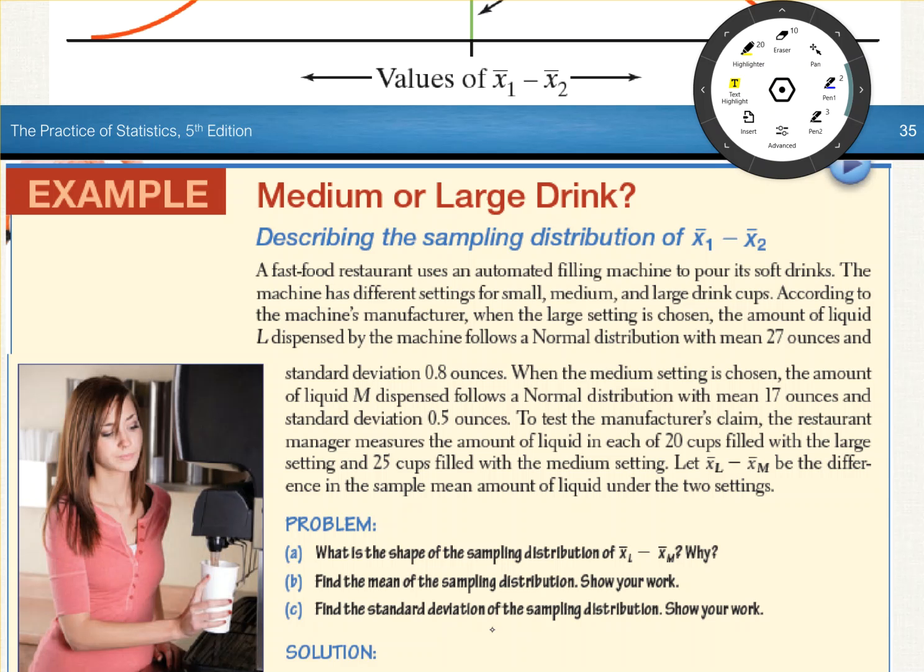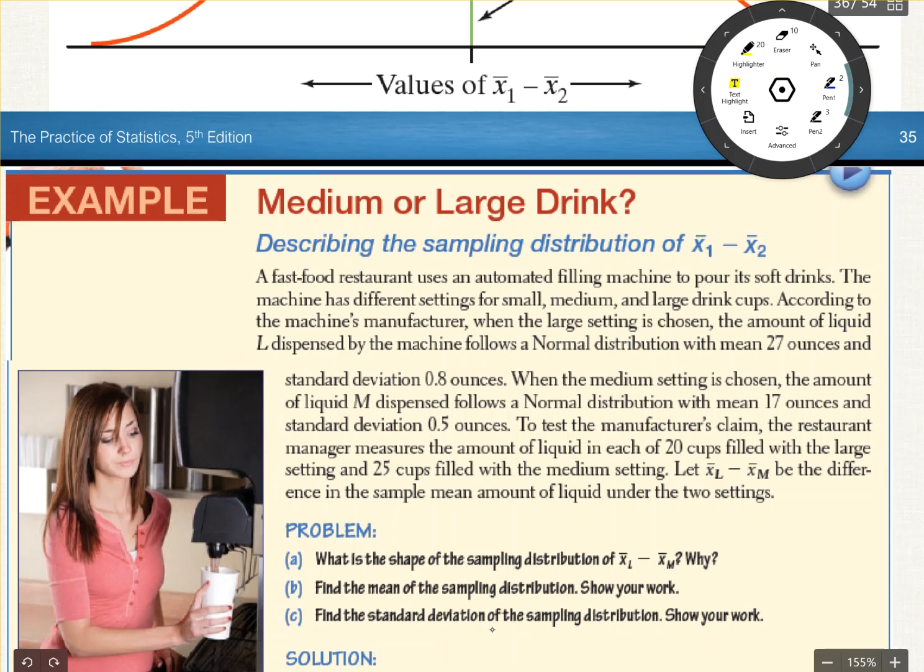To test the manufacturer's claim, the restaurant manager measures the amount of liquid in each of 20 cups filled with the large setting and 25 cups filled with the medium setting. Let X bar sub L minus X bar sub M be the difference in the sample mean amount of liquid under the two settings. So what is the shape of the sampling distribution of the difference of the two?